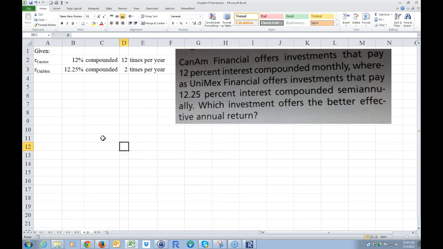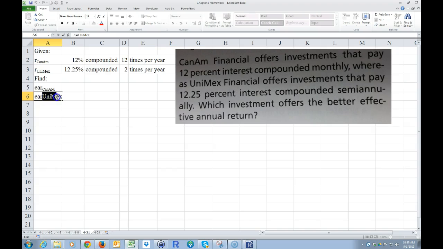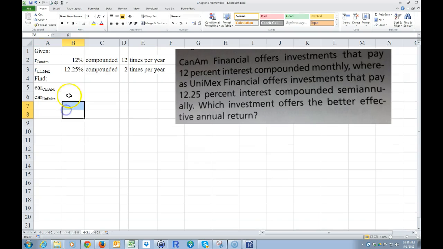Okay, so that's what we're given, and we want to find the effective annual rate for Can-Am, and we're going to find the effective annual rate for Unimex. Again, I'm just going to go Control Shift F, alternate B, Enter, and we want to know what these two are. Okay, so for a solution, I'm going to copy these two down.